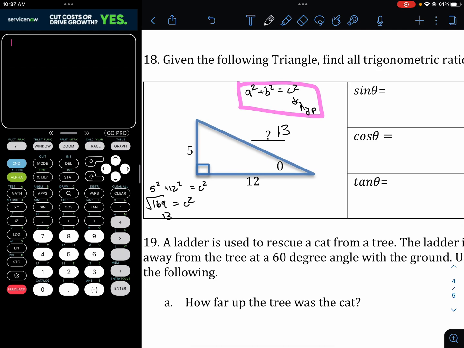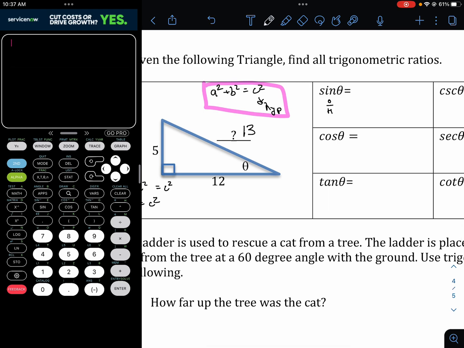Sine, remember sine is opposite over hypotenuse. So we simply have, if theta's here, opposite, adjacent, hypotenuse. So sine is going to be 5 over 13. Cosine is adjacent over hypotenuse, which is 12 over 13. Tangent is going to be opposite over adjacent, which is 5 over 12.